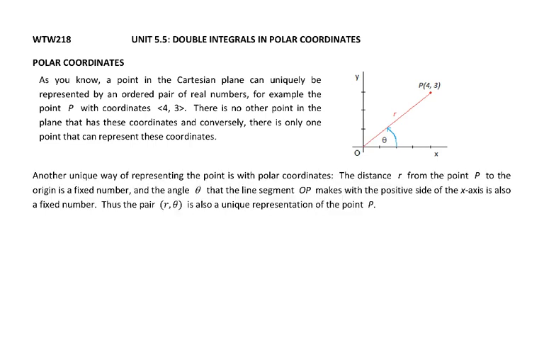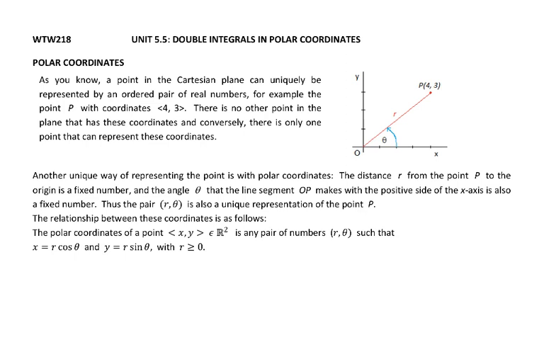that point. There is another unique way of representing a point in the Cartesian plane. We start off by measuring the distance, let's call it r, from the point P to the origin. This is obviously a fixed number. Next, we also measure the angle, which we call theta, that is formed between the line segment joining P to the origin, the line segment OP, and the positive side of the x-axis. That is also a fixed number. So we can say that the ordered pair r, theta is a unique representation of the point P.